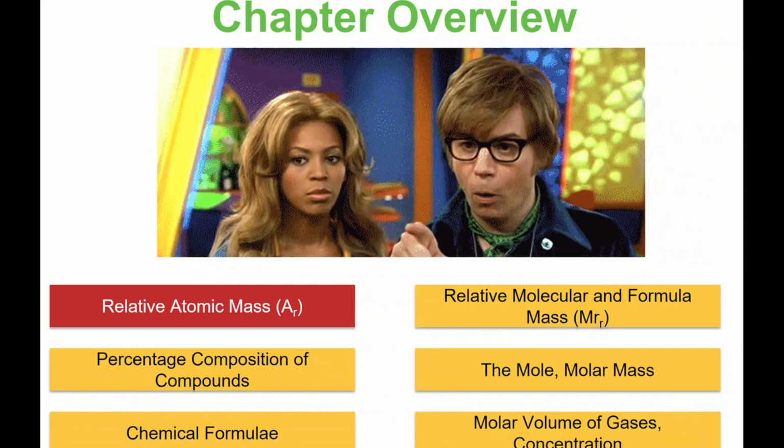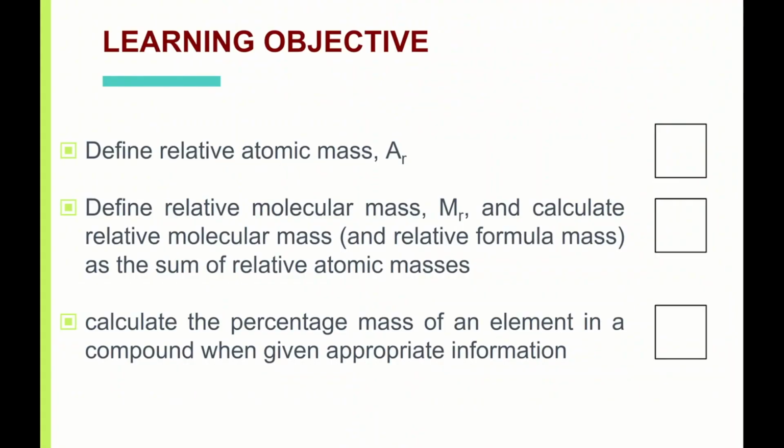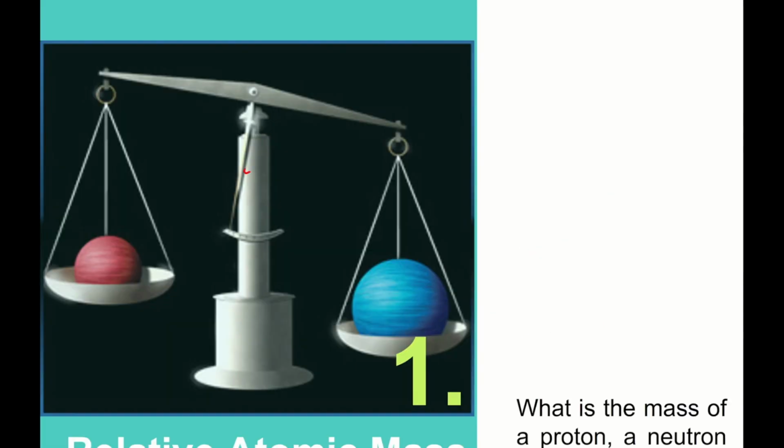So the learning objective for this particular lesson will be on relative atomic mass. That is for atom. And when it comes to molecules, we use relative molecular mass. For an ionic compound, we use relative formula mass. And then we'll take a look at percentage of a particular element in a compound. So for example, I have NaCl. I'm interested in the percentage of sodium in a compound called NaCl. So I'm just looking at what is the mass of Na only in NaCl.